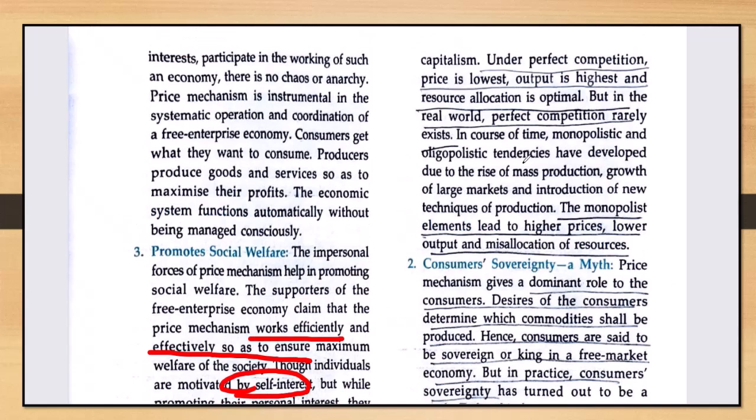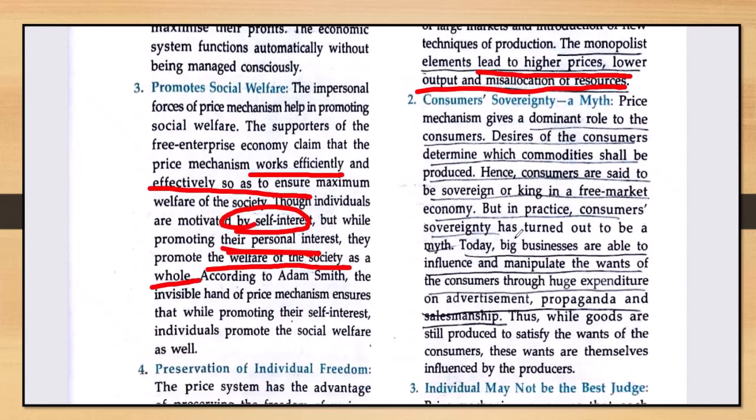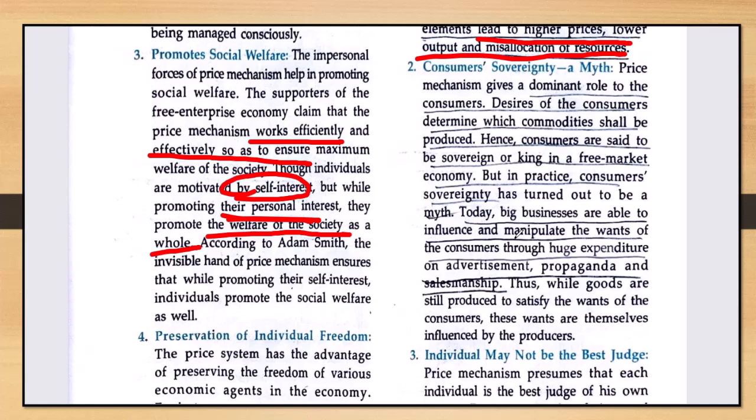Under perfect market competition, what happens? Where we have seen there are a large number of buyers and sellers, so everything processes very smoothly and the prices are determined. But in real life, in practical life, the competition is not so perfect. Most of the time monopolistic or monopoly market competitions exist, and then they lead to higher prices, lower output, and misallocation of resources. Second limitation is consumer sovereignty is a myth.